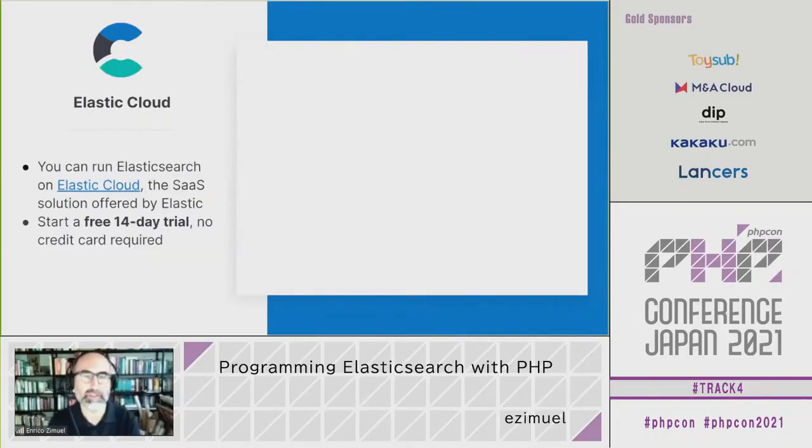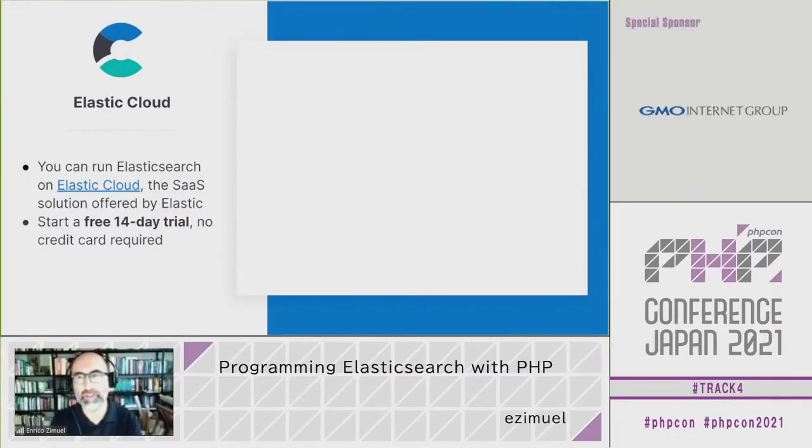There is another possibility. If you don't want to install it on your machine, or if you want to play using multiple nodes, whatever, you can even use Elastic Cloud. Elastic Cloud is a software as a service provided by Elastic. You have a free trial of 14 days, so you can subscribe without any credit card requirement, of course.